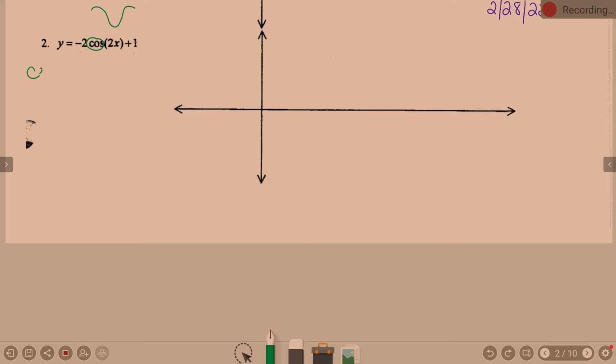Let's see. What about center line? What is my center line? 1. Remember, center line is the number added or subtracted at the end. It's your D value. So my center line is 1.